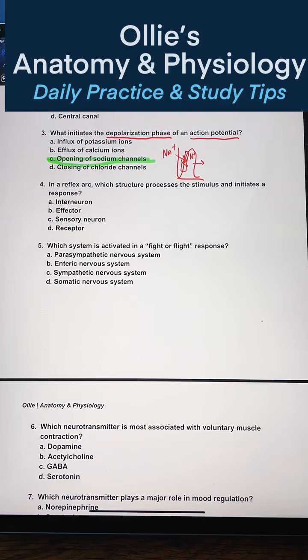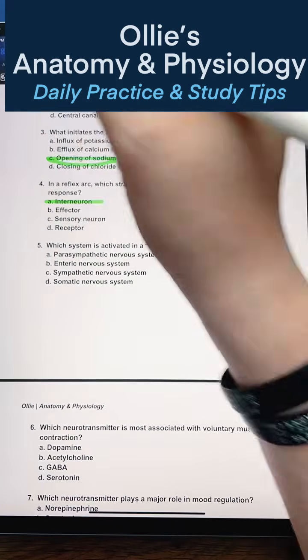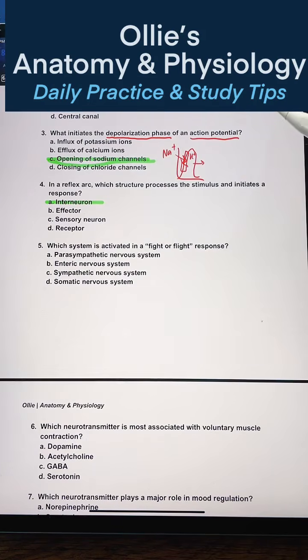Number 4, the answer is A. It is an interneuron. So in a reflex arc, an interneuron is going to process the stimulus and then initiate the response. The interneurons in the spinal cord, again, take on the input and then direct the reflex response.